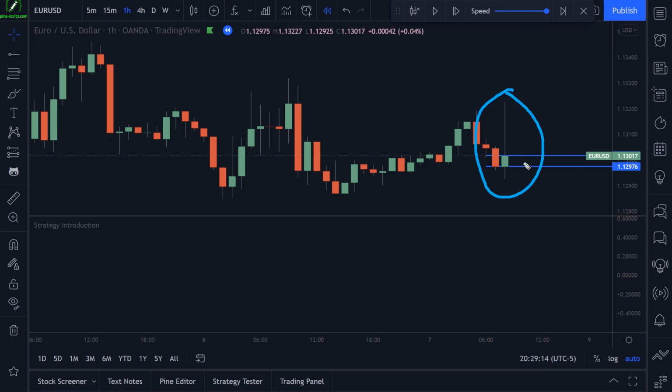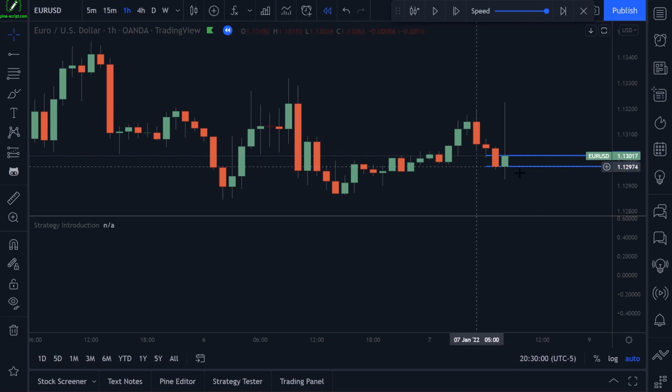So for example, if we had gone long at the close of this red bar and the open of this green bar, and we had our stop loss right down here at the low of this wick, and our take profit up here somewhere, this would have actually been a winning trade, even though the broker emulator probably would have simulated this as a losing trade.